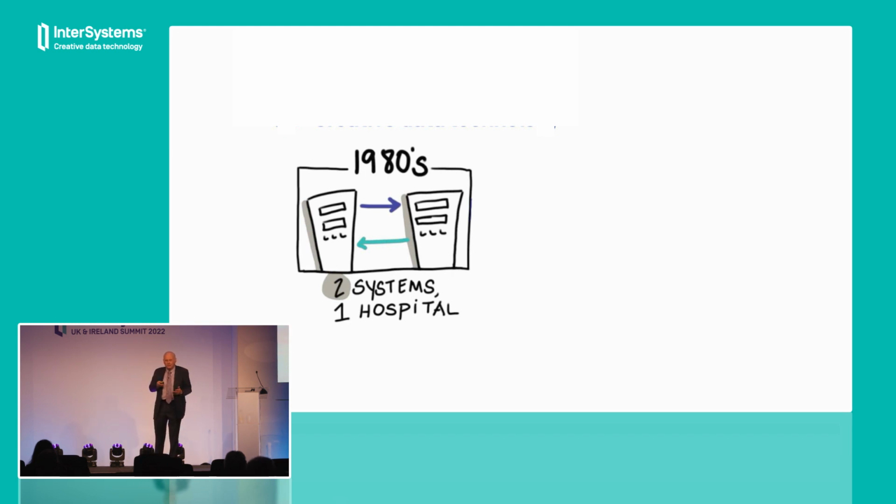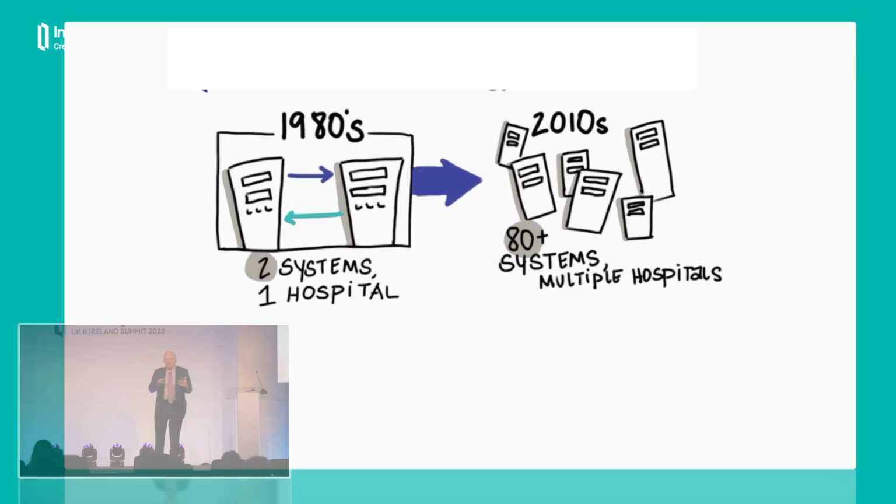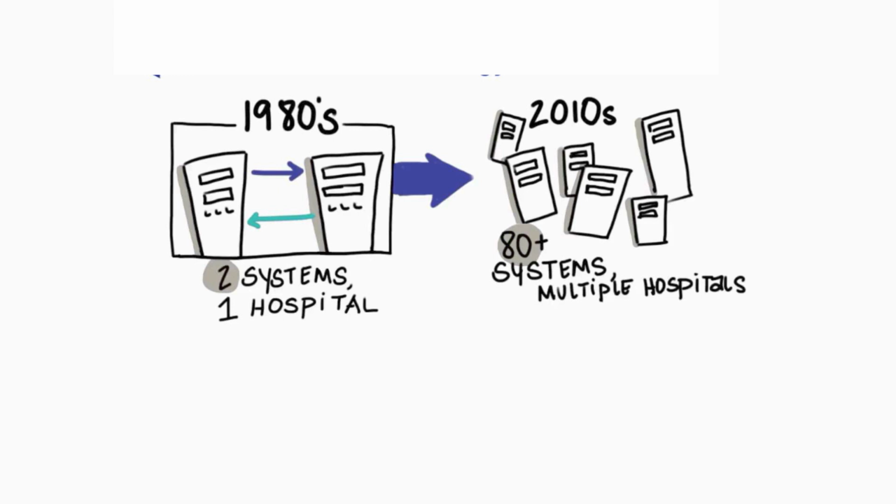And if we fast forward to the current time, it was said a few years ago that the average hospital has over 80 systems within its walls. And when hospitals are acquired and combined, you have multiples of 80 systems, and they are still being connected with those same standards that were developed to connect two systems together. It's remarkable how far that has gone.